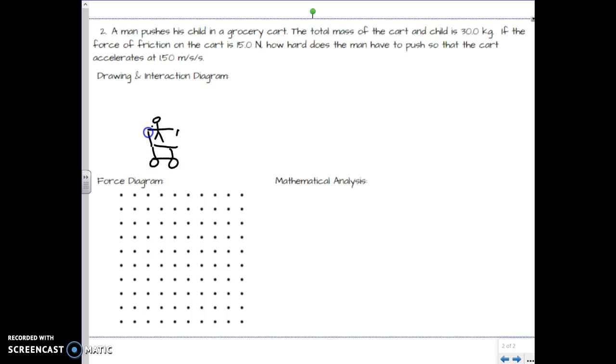We got the kid in the cart. Dude is pushing. Oh man, that's bad news. Yeah, I've done worse.